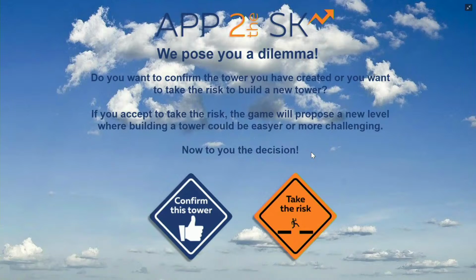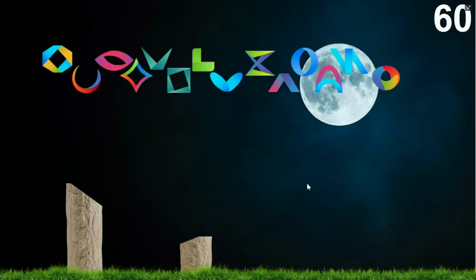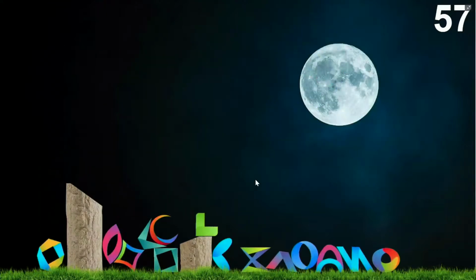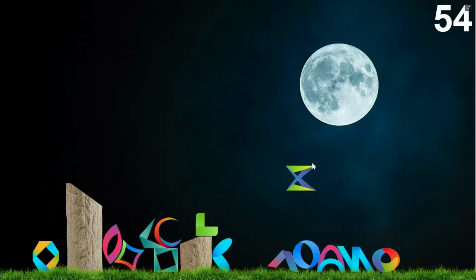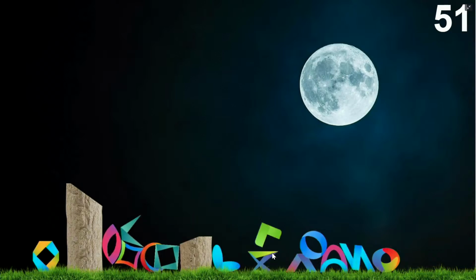Now what will happen is that the game poses you a dilemma. If you want to keep, so confirm your tower, the one that you have done, or you want to take the risk to go to another level. And this level, of course, can be easier, can be more difficult, or can be similar. And so you have to decide if you want to go for it and try, or just confirm this tower. Of course, I will take the risk. So I go to the next level. And now you can build your tower again. Maybe you can make a better tower than the other.